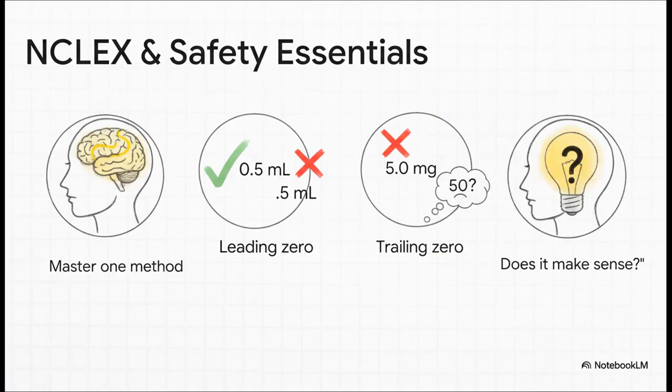So here are some really critical takeaways for both test day and every day on the floor. First, pick one method and become a master of it. Always write out your units. It'll save you from silly mistakes. Remember the rules of zeros. Always use a leading zero for decimals, 0.5, so it's not misread as 5. And you never use a trailing zero, like 5.0, because if that decimal point gets missed, it can be mistaken for 50, which is a tenfold overdose. And I know I sound like a broken record, but always do that final logic check.